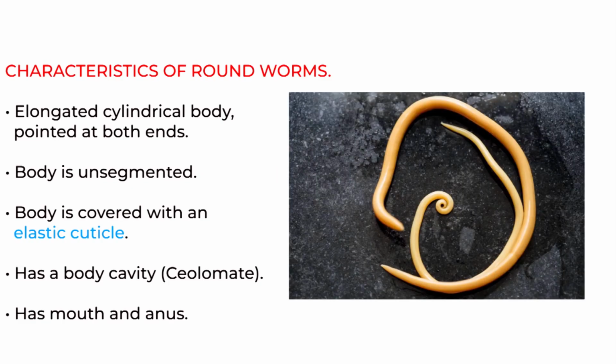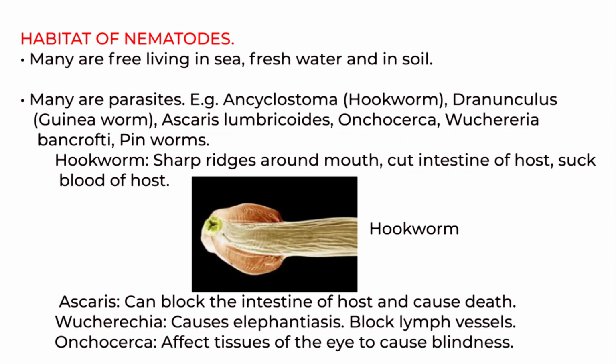Now let's quickly look at roundworms. Roundworms are characteristically elongated, cylindrical, pointed at both ends, and the body is unsegmented. The body is covered with a thick elastic cuticle, and the body has a body cavity, has a mouth, and has an anus. So where do you find nematodes? Many are free living in the soil, and they help to make the soil fertile by punching holes and aerating the soil. But there are many that are parasites.